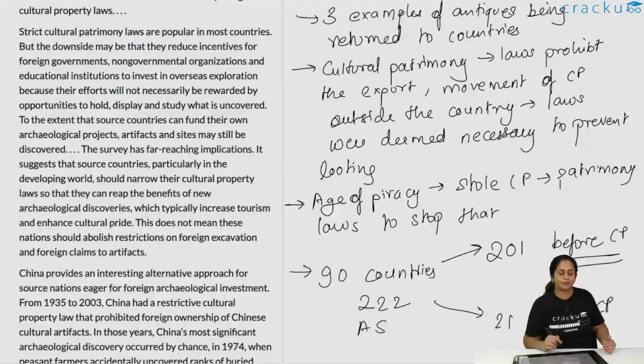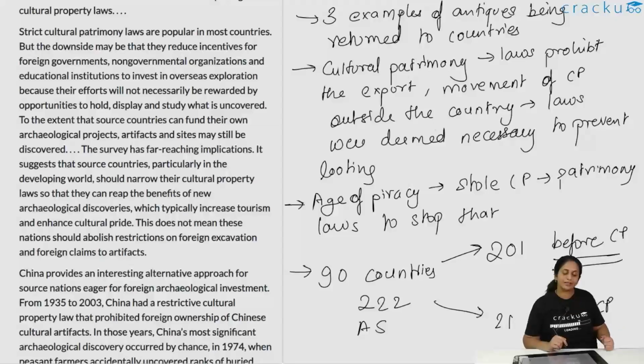Strict cultural patrimony laws are popular in most countries, but the downside may be that they reduce incentives for foreign governments, non-governmental organizations and educational institutions to invest in overseas exploration, because their efforts will not necessarily be rewarded by opportunities to hold, display and study what is uncovered.